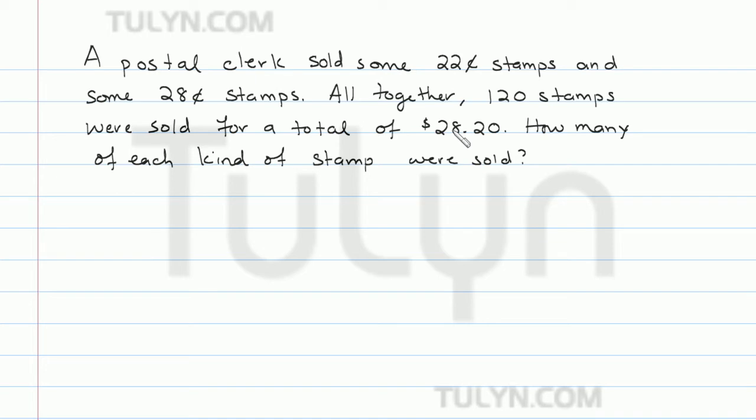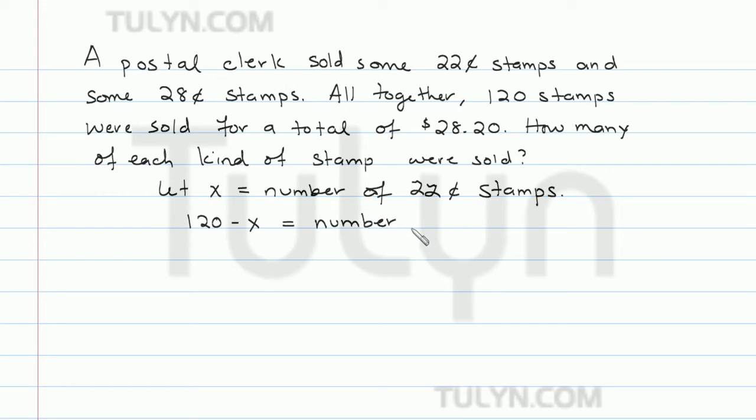So we want to set up the problem, and the first thing we do is label our variables. Let X be the number of 22-cent stamps. Since we know that there are 120 stamps in total, and X is the number of 22-cent stamps, if you subtract X from 120, that's going to give us the rest of the stamps, in other words, the number of 28-cent stamps.